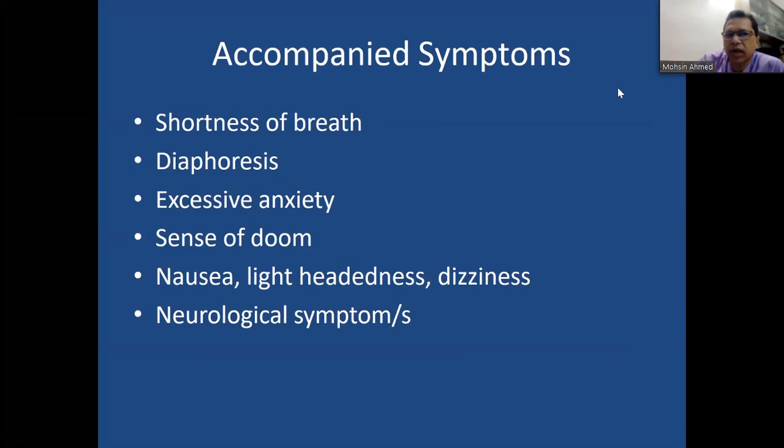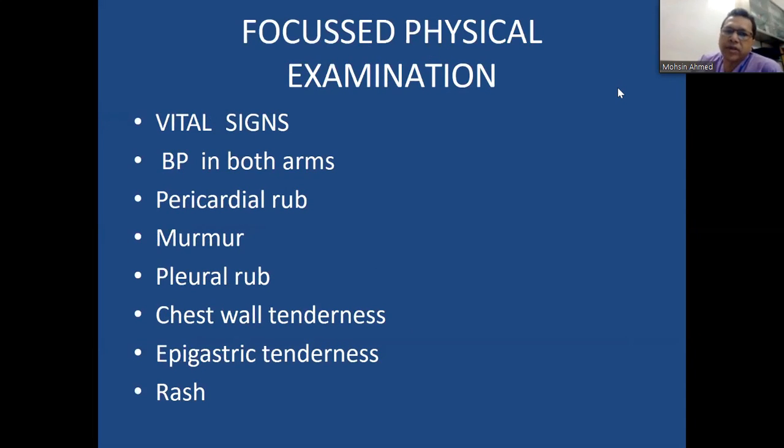We should search for accompanying symptoms: shortness of breath, diaphoresis, excessive anxiety, sense of impending doom, nausea, lightheadedness, dizziness, neurological symptoms. You should search for symptoms along with the chest pain. You should examine the patient thoroughly: vital signs, blood pressure in both arms, peripheral pulses, murmur, rub, chest wall tenderness, epigastric tenderness, and some rash.